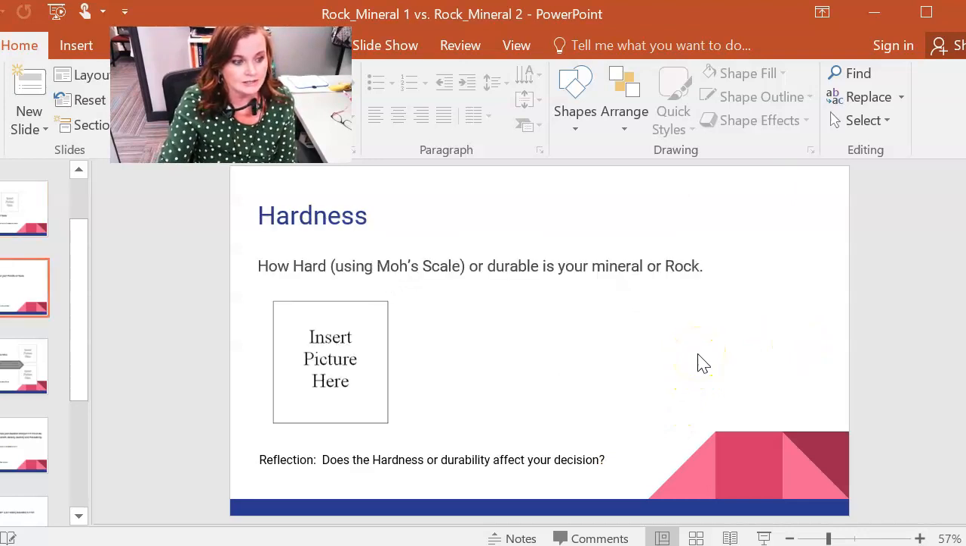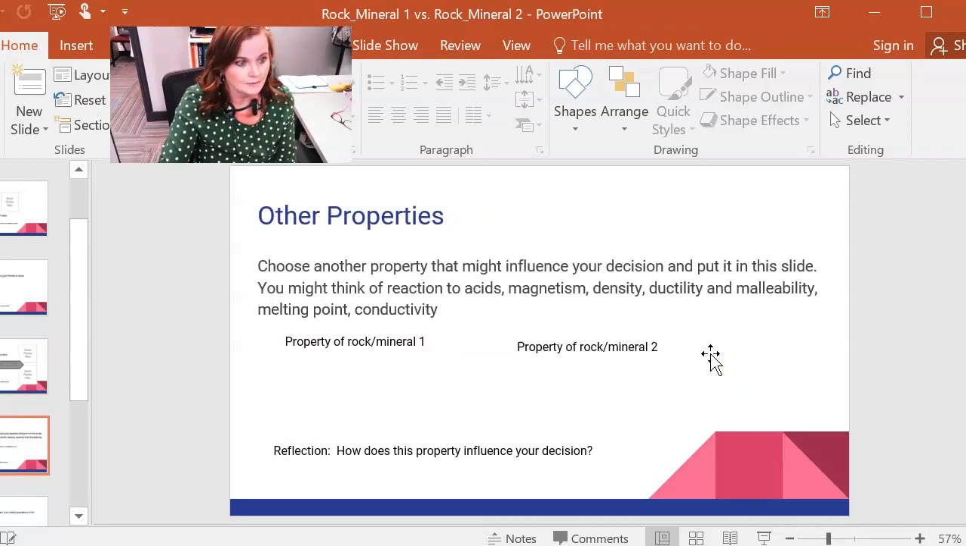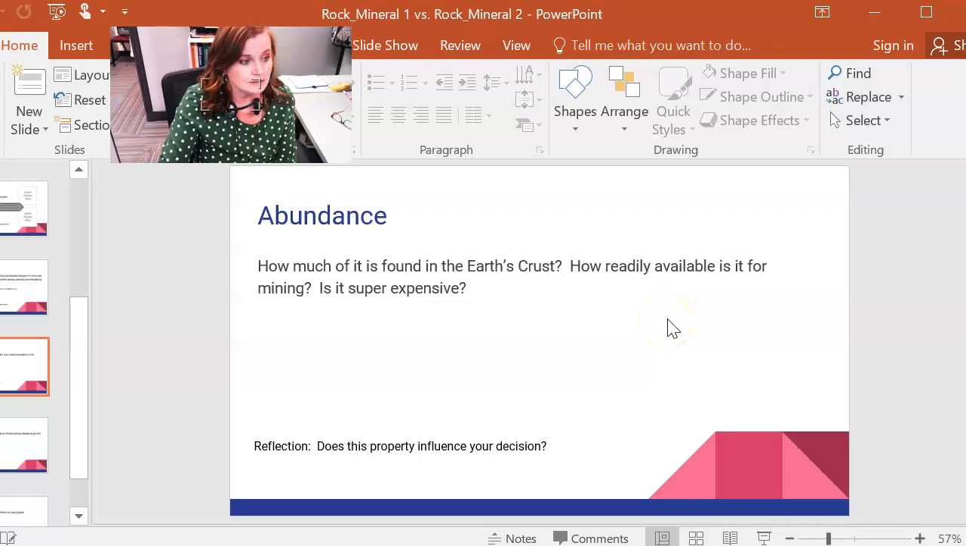Same thing here. Does hardness or durability affect your decision here? Color or luster or crystal size, that one. Other properties we talked about. Remember we talked about these, melting point, malleability, conductivity. How does this influence your decision? How abundant is it in the Earth's crust? How readily available is it for mining? Is it super expensive? Well, it should affect your decision.